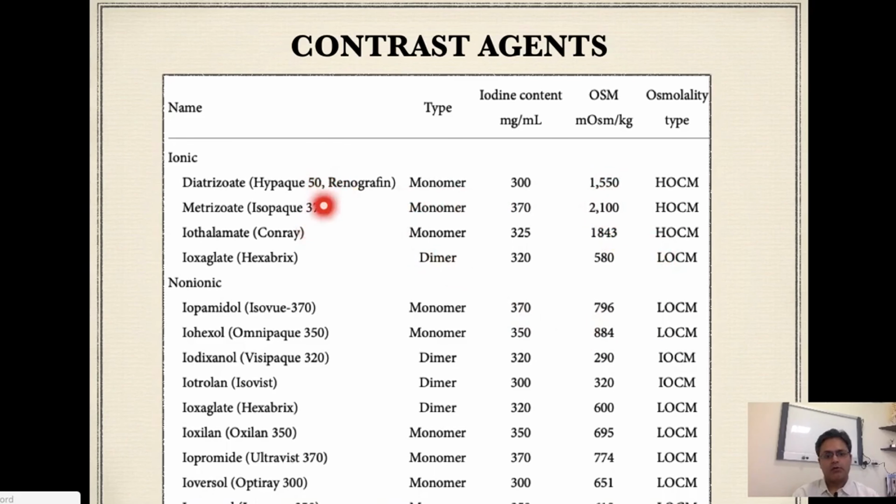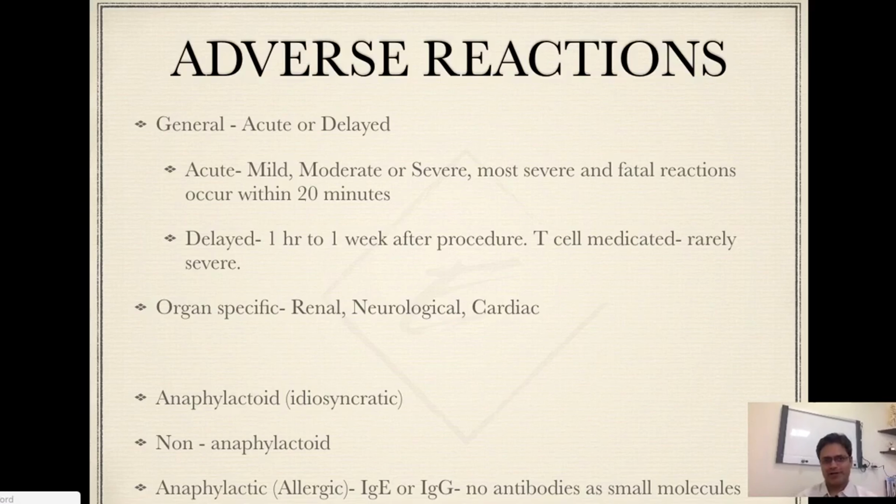So moving on to the next section, the adverse reactions. I think this is a very important section. The adverse reactions can be either general or organ specific. Organ specific generally tends to involve the renal, the nervous, or the cardiac system. Now the general reactions can happen immediately or they can be delayed.